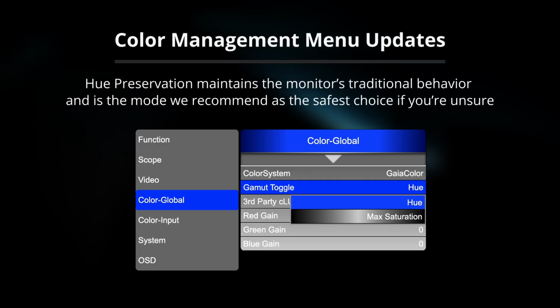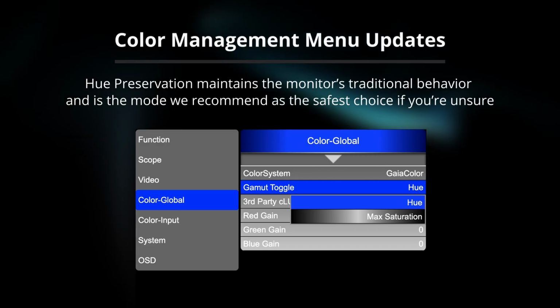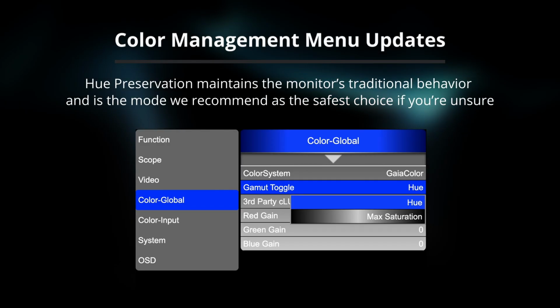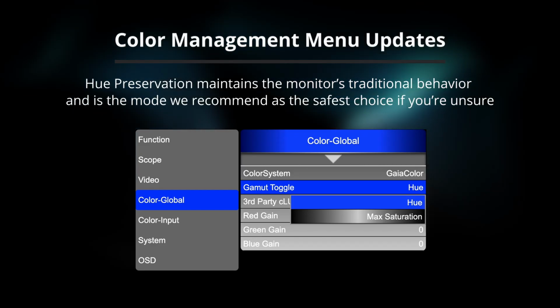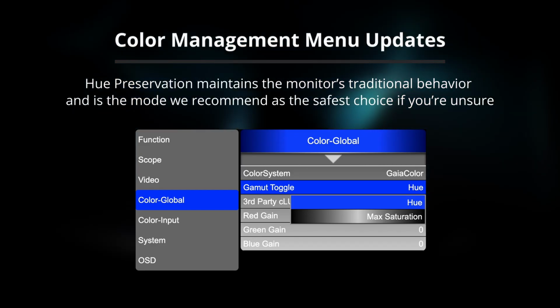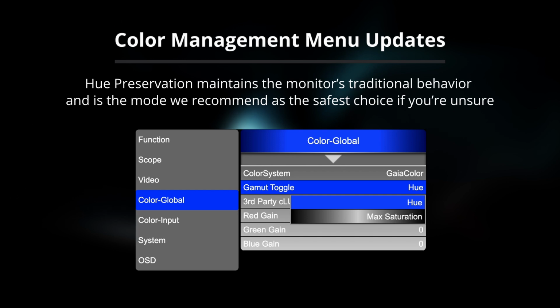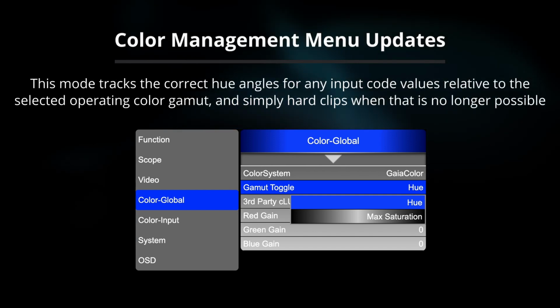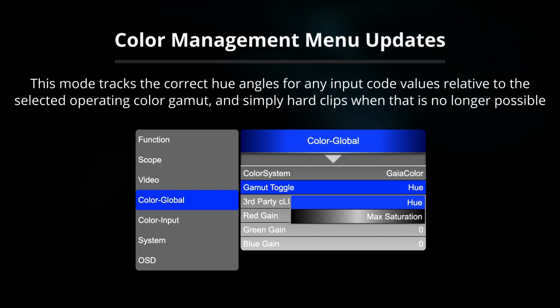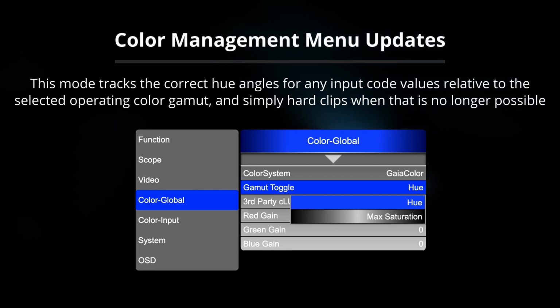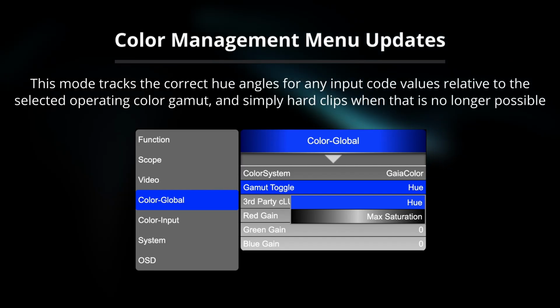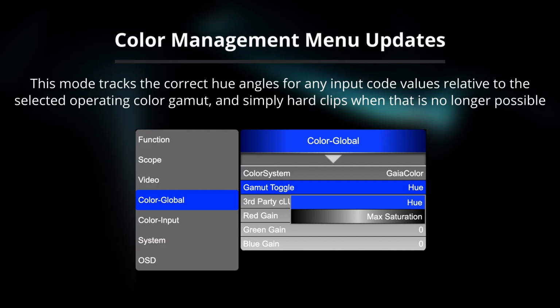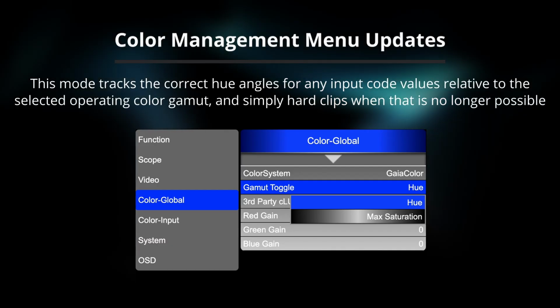Hue preservation is how the monitor has always behaved in the past, and this is the mode we typically recommend users utilize. So if you get confused by any of what follows or are unsure of what to use, we suggest you simply stick to hue preservation. This mode tracks the correct hue angles for any input code values relative to the selected operating color gamut, for example 2020, and simply hard clips when that is no longer possible.